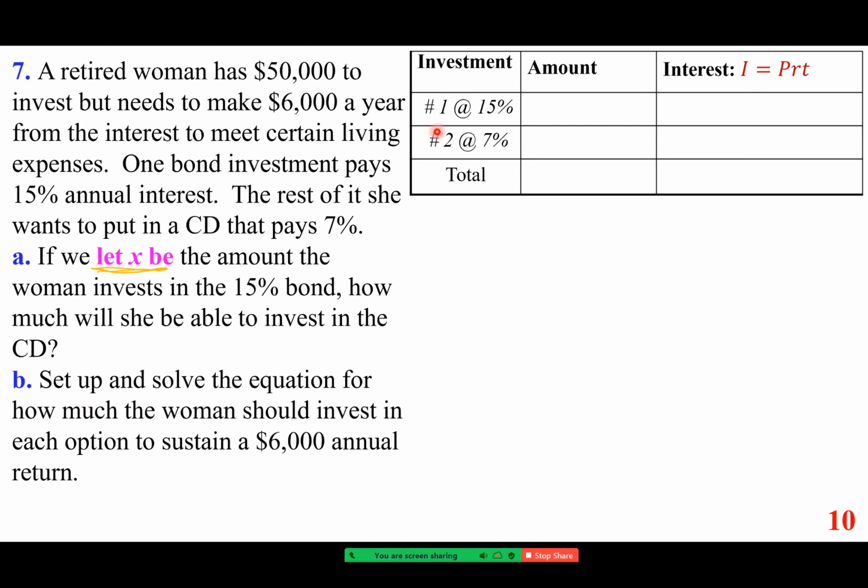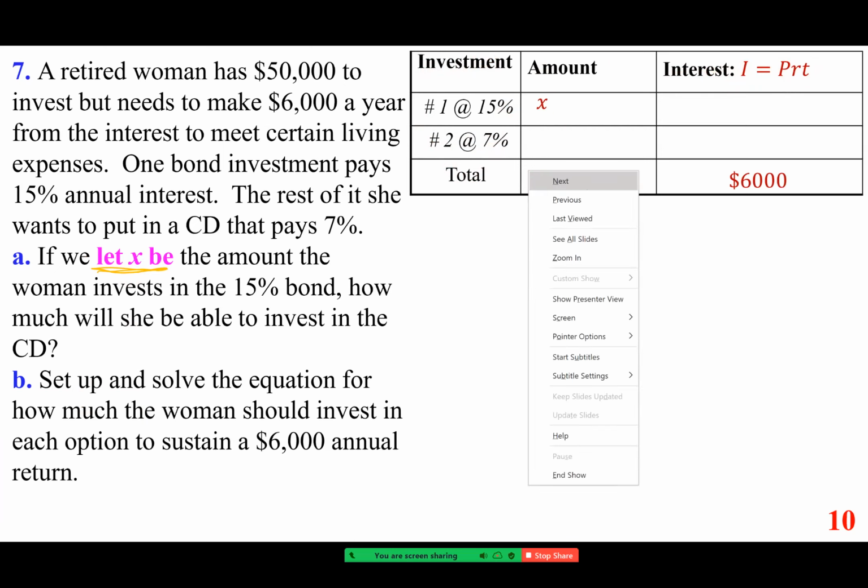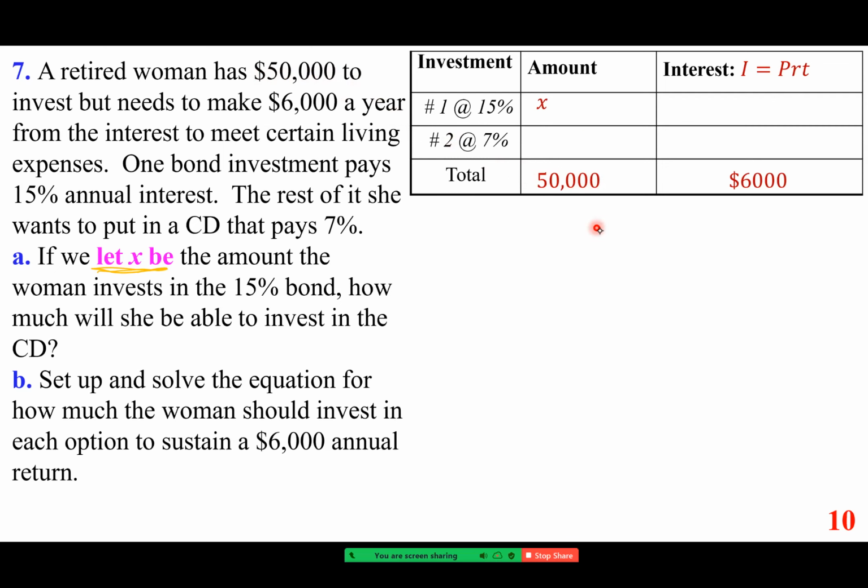We have the investment, number 1 at 15%, number 2 at 7%, and here's the total. So the amount of interest, and by the way, this is simple interest over the course of 1 year. Remember that I equals PRT. P is the amount of principal, R is the rate, T is the time in years. So what's happening is that we are going to use X here, then this is 50,000, the total. And we need $6,000. So X is the amount they told us to use here. The total amount we have is 50K. And the total amount of interest we need is 6,000.